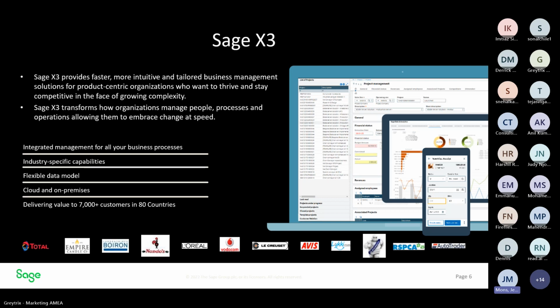As you can see at the bottom of the slide, it says we deliver value to more than 7,000 customers in 80 countries. It's a very real number, and that number is continuously growing. You can see in the list of logos below, we have a vast expansion of customers that we operate with, from small entities right the way through to fairly large multinational entities. So Sage X3 can be catered to a small, medium, and large organization. If I may ask to move to the next slide, please.